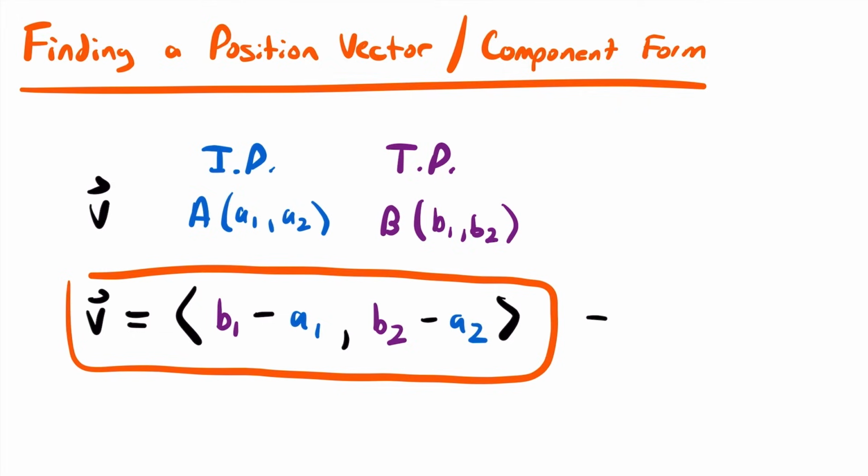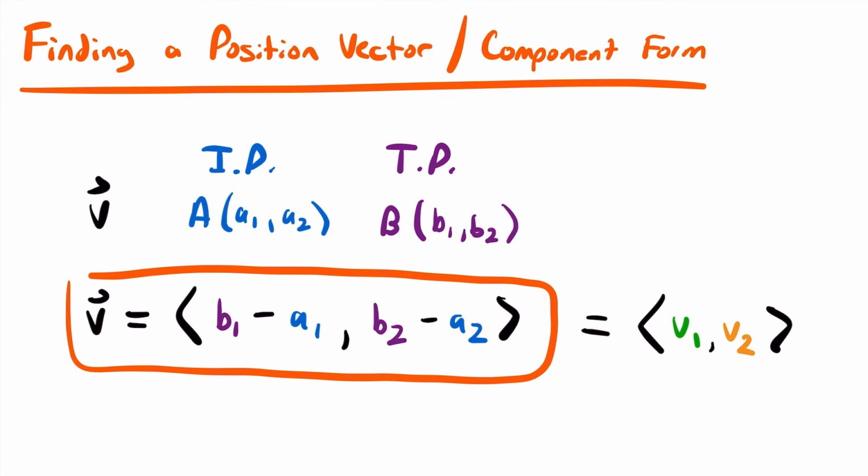Now, of course, we could then also write it like this. The component form of vector v would have the components v1, v2. And that would also represent the component form of vector v. b1 minus a1 becomes v1, b2 minus a2 becomes v2, where v1 and v2 are the components of the position vector v.